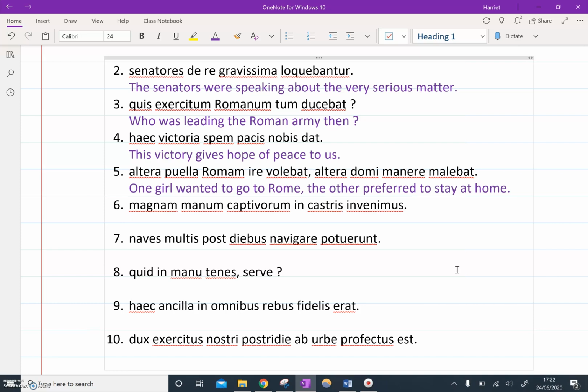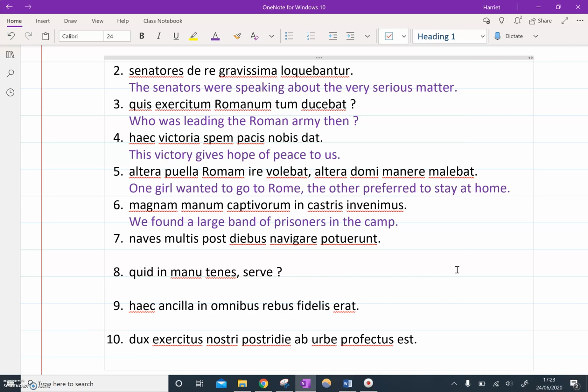Okay, so this one, we have manum here, which is the accusative, and it looks weird because it's next to magnam. Magnam looks feminine, manum looks masculine, but remember manum is in fact feminine. Okay, don't translate any of that first though because it's accusative. So we found a large band of prisoners in the camp.